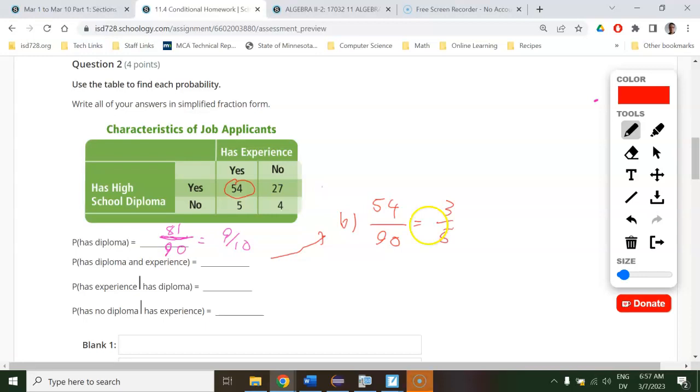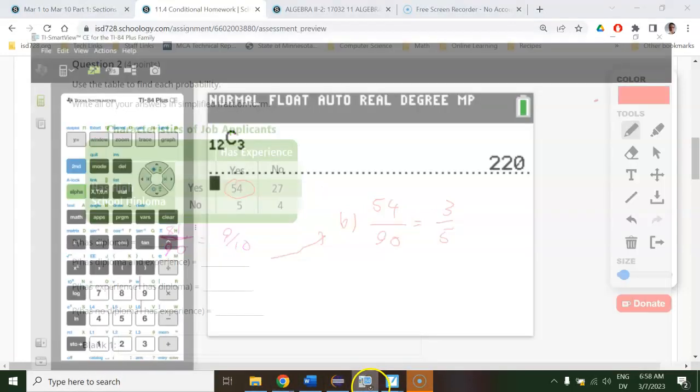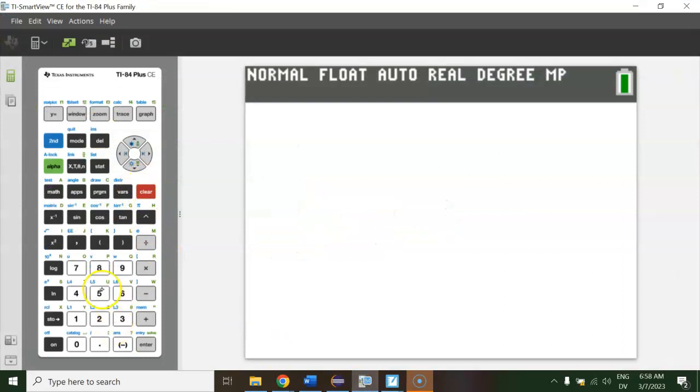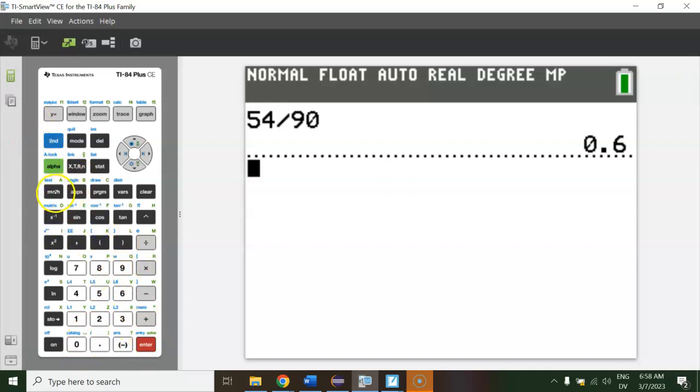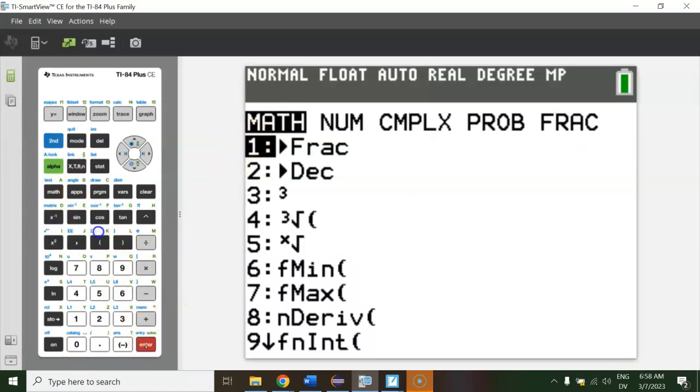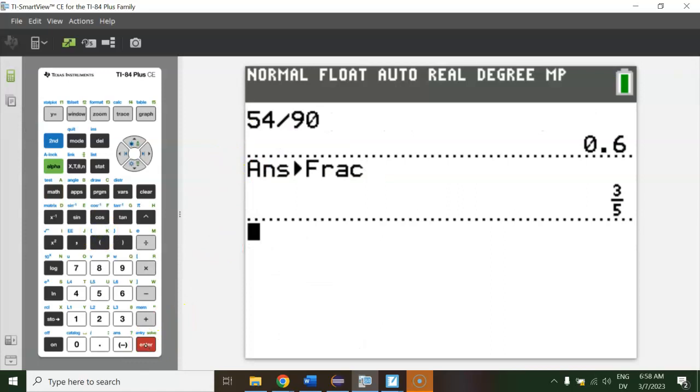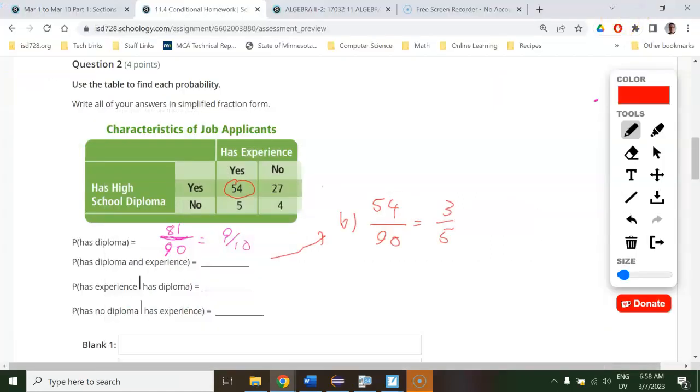And remember, the trick, if you need help cleaning up on the calculator, is just type it in, 54 divided by 90. Then if you hit math and frac, it'll turn it into a simplified fraction. So 3/5 is the cleaned up answer to this one.